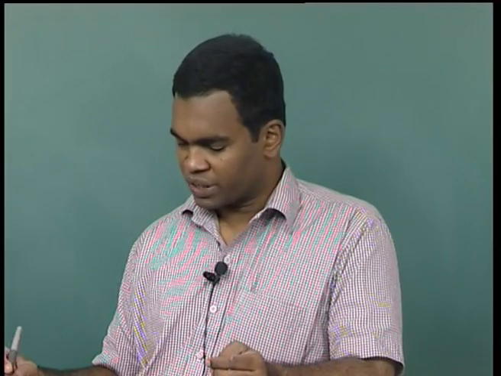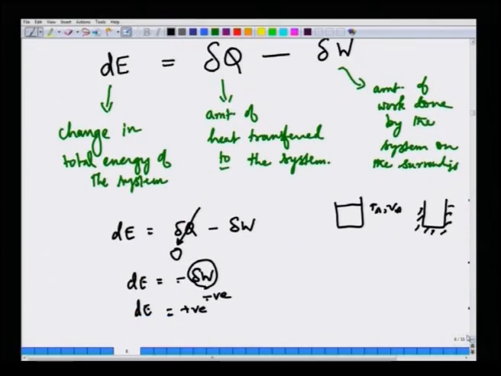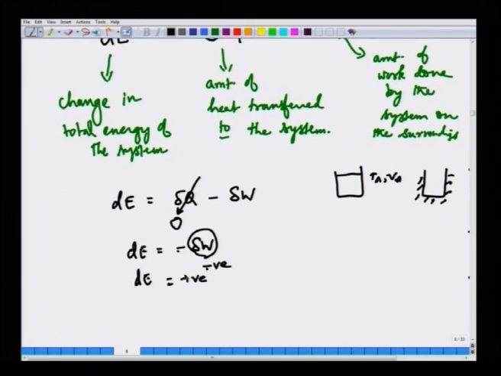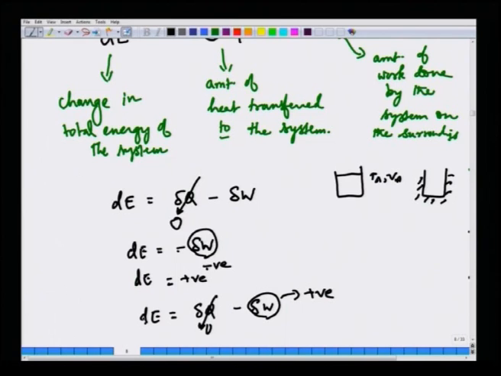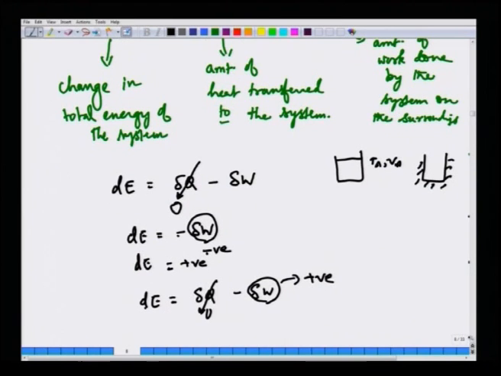Now let us imagine another case, again insulated. If the system does work on the surroundings, it is going to lose energy. So dE will be negative. So if the work done, del W, is positive, that is, the system is doing work on the surroundings, then the system will lose its energy. That is the meaning of the sign convention.